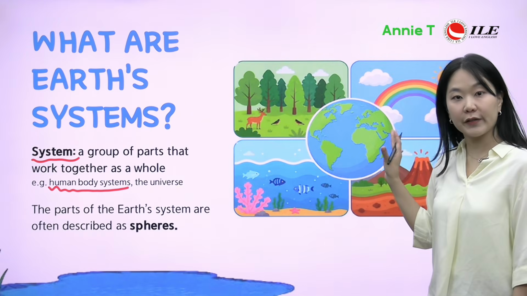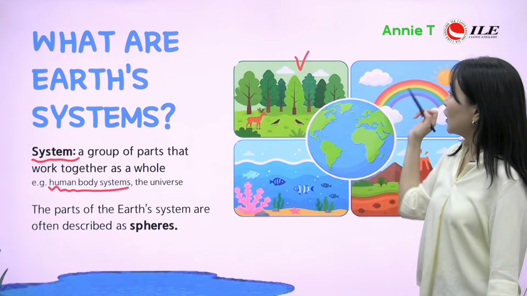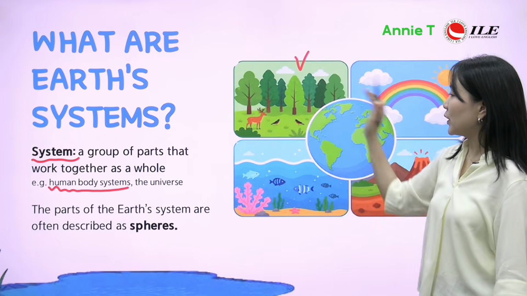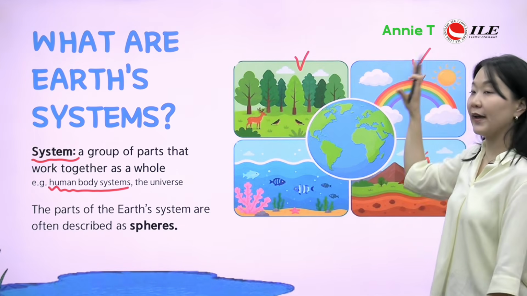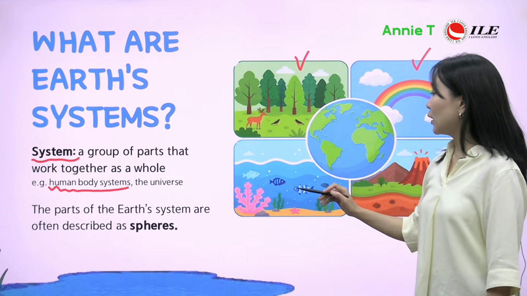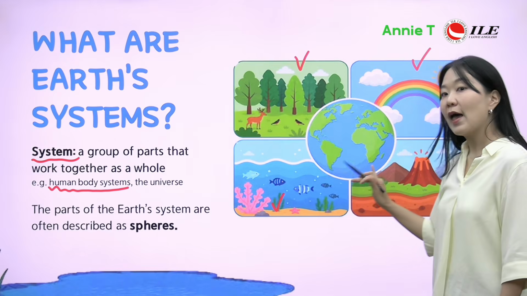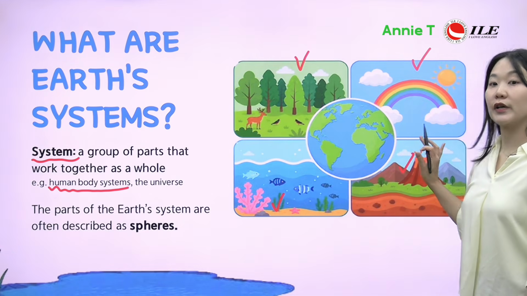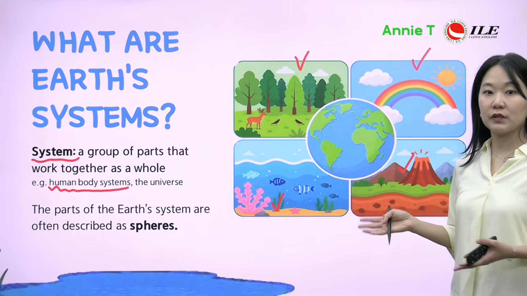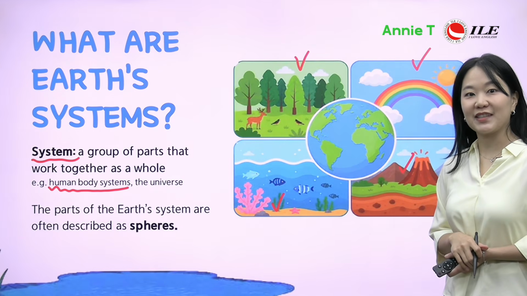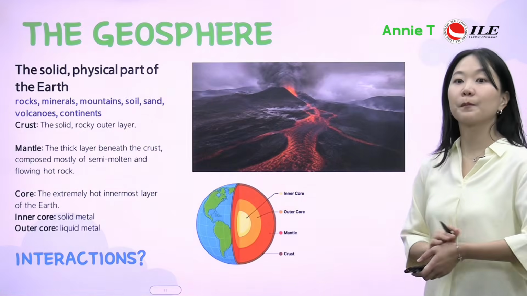They're often called spheres. The first sphere is called the biosphere, including plants and animals. We also have the atmosphere. As you can see, it will be the air surrounding the Earth. We also have the hydrosphere, which includes all water on Earth. And finally, we have the geosphere, which would be the ground, the rocks, the solid materials that make up Earth's surface. So next, let's go into each sphere specifically.